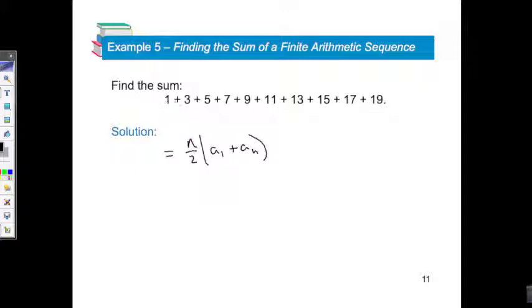So in total there are 1, 2, 3, 4, 5, 6, 7, 8, 9, 10 terms. 10 over 2 times the first term, that's a 1, plus the last term, which is a 19. Looks like we're going to get some nice numbers going on here. 10 over 2 is simply a 5, and 5 times 20. Easy enough. My summation is 100. Do we get how the formula works?